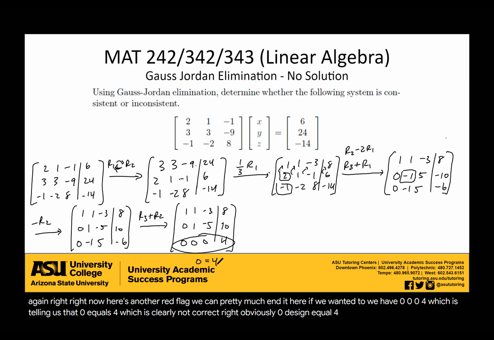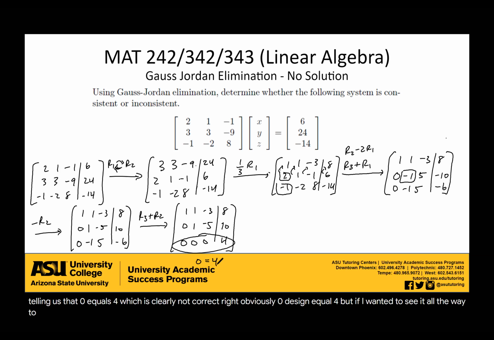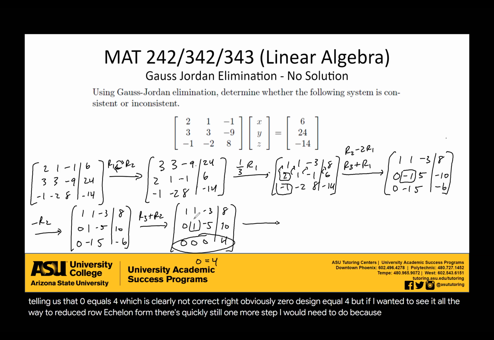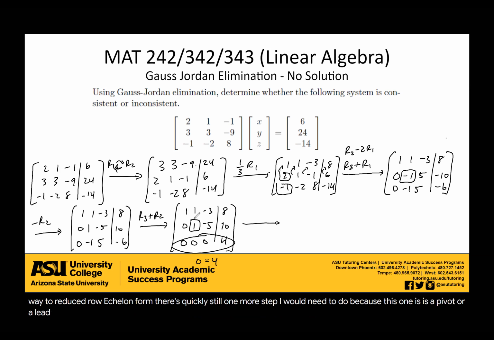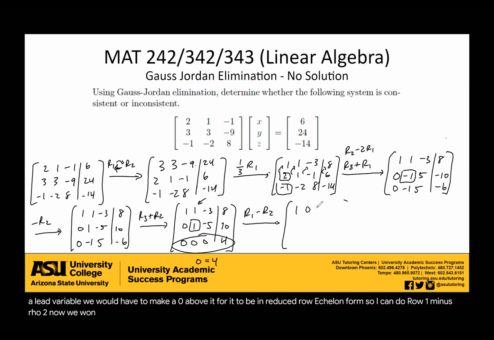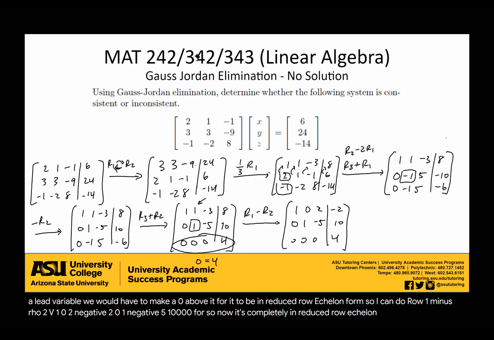But if I wanted to see it all the way to reduced row echelon form, there's technically still one more step I would need to do. Because this one is a pivot or a lead variable, we would have to make a 0 above it for it to be in reduced row echelon form. So I could do row 1 minus row 2. That would be 1, 0, 2, negative 2, 0, 1, negative 5, 10, 0, 0, 0, 4. So now it's completely in reduced row echelon form.